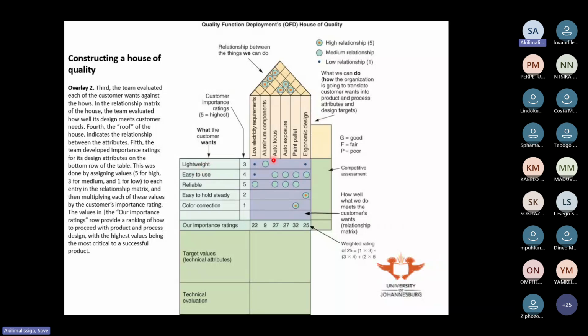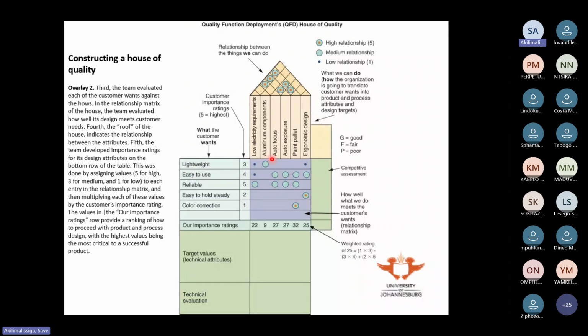Lightweight and autofocus, based on what we have here, they don't have a relationship. If there is no relationship, you leave it empty. You don't need to put anything there.